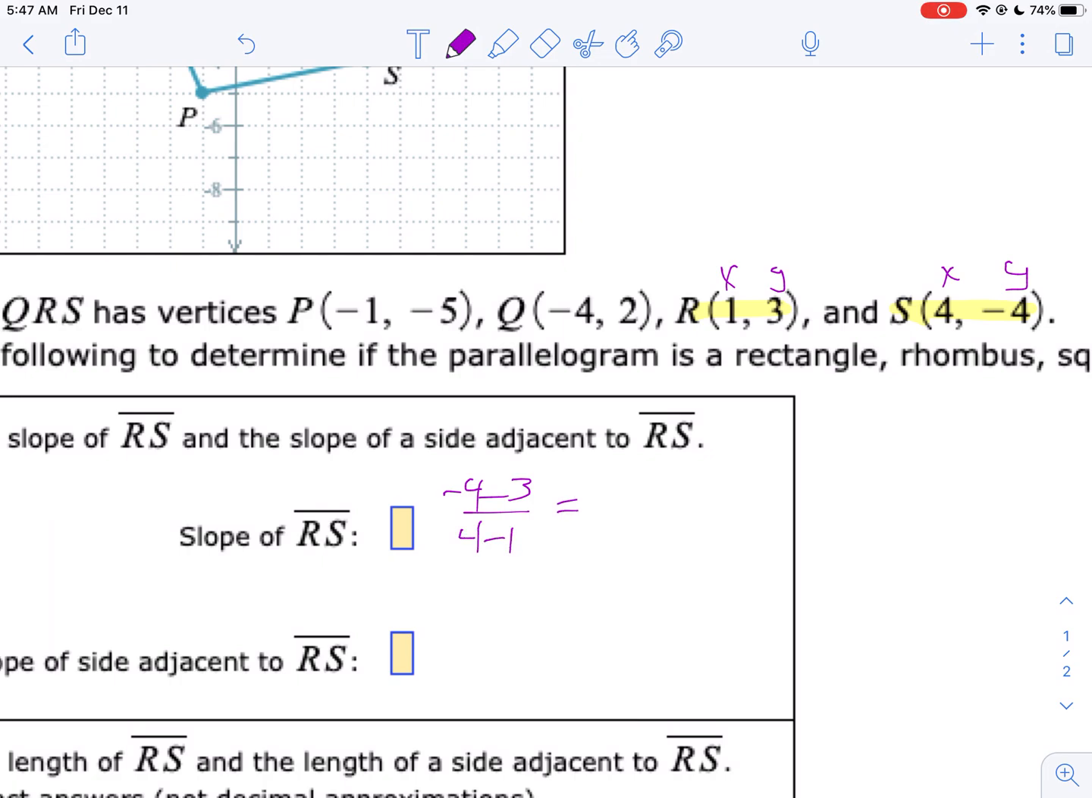Negative 4 minus 3 is negative 7. 4 minus 1 is 3. So you get negative 7/3. I think when you did this, you forgot your negative sign.